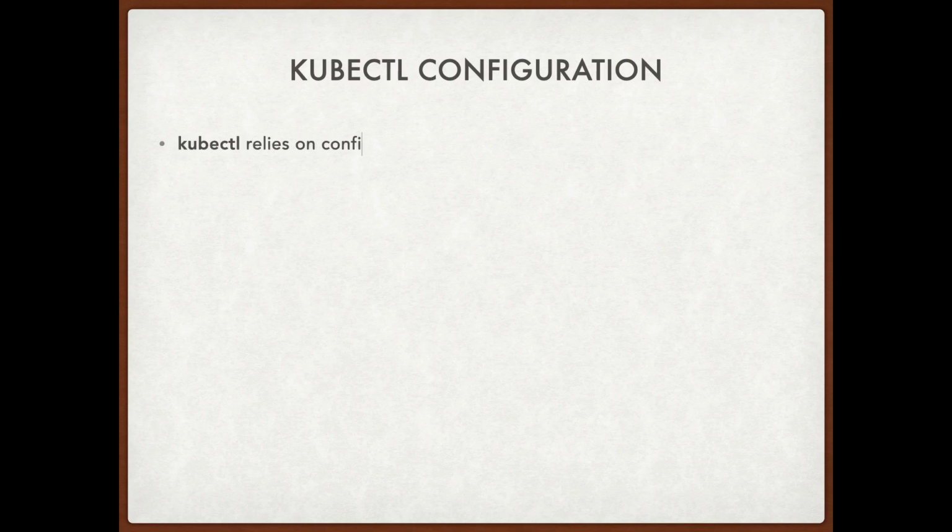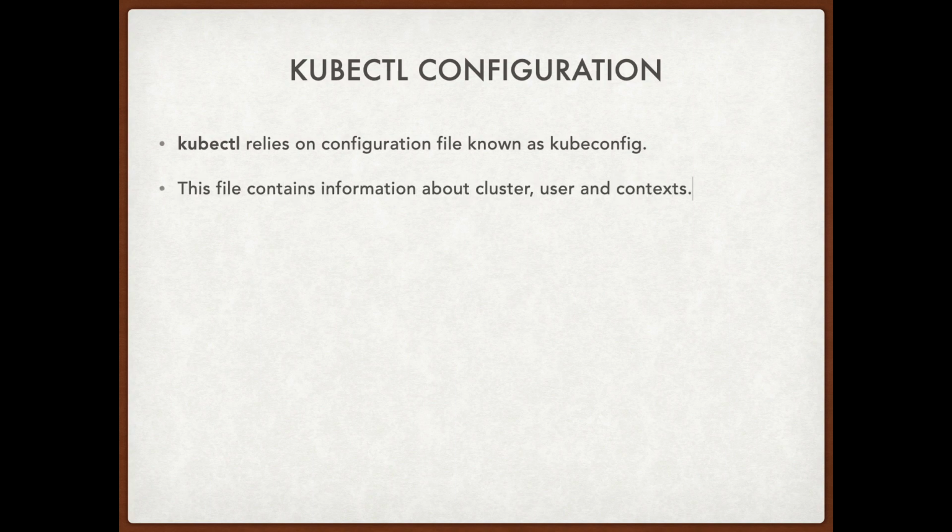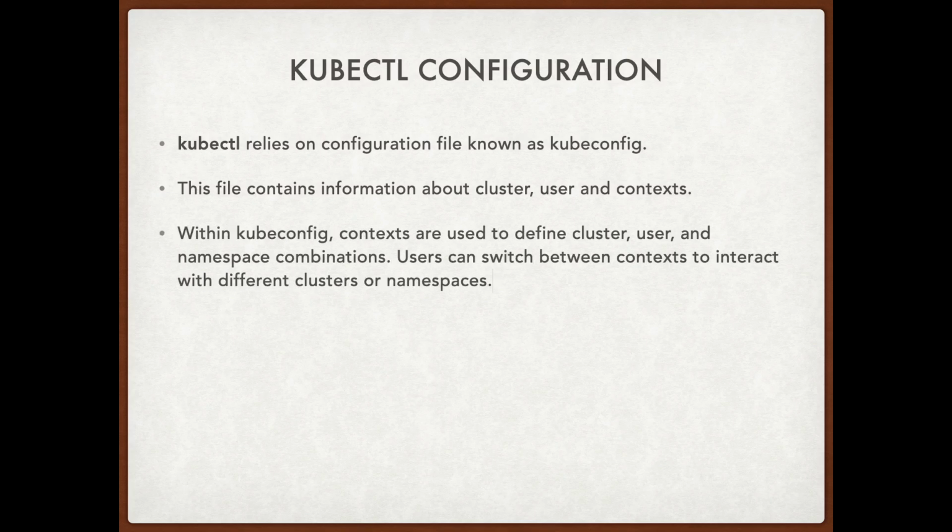Overview on kubeconfig. Kubectl relies on a configuration file known as kubeconfig. This file contains information about clusters, users, and contexts. Within kubeconfig, contexts are used to define cluster, user, and namespace combinations. Users can switch between contexts to interact with different clusters or namespaces.